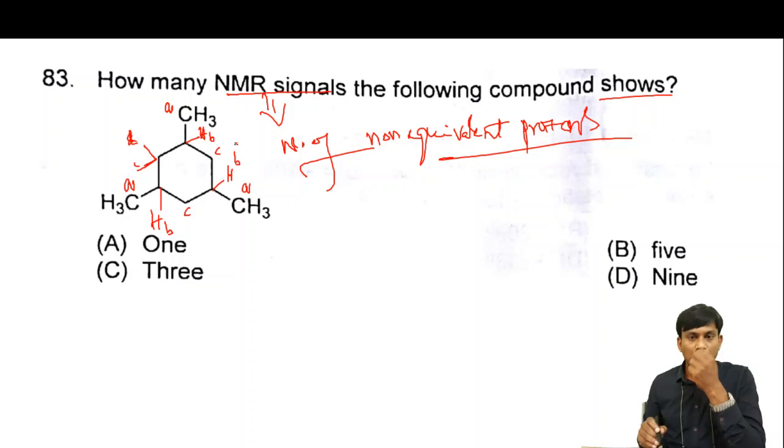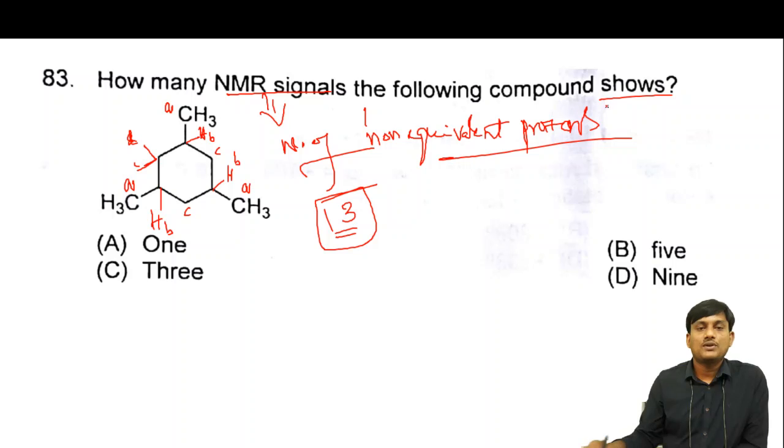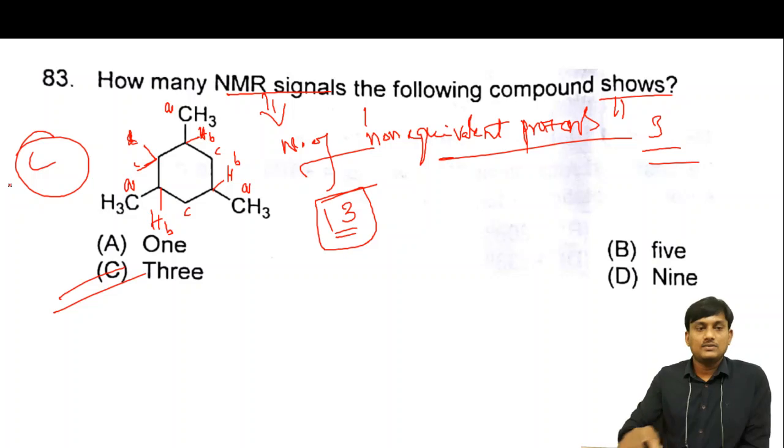So how many do you have? You have 3 different chemical environments containing protons. So how many non-equivalent protons are there? 3 non-equivalent protons are there. So 3 signals will be there. What is the correct option? C is the correct option.